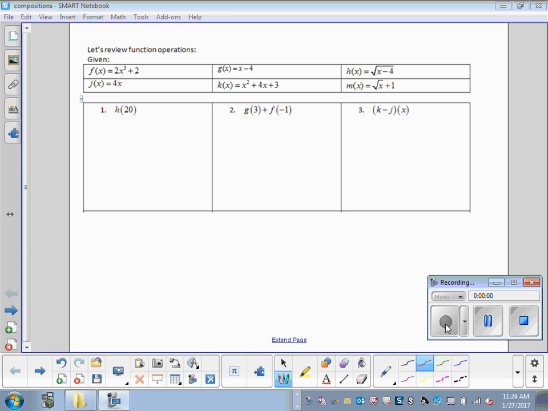So on the top of the page, you have 6 functions. This is nothing new. These are the functions we've been working with. But the problems will use these functions when we try to combine them.